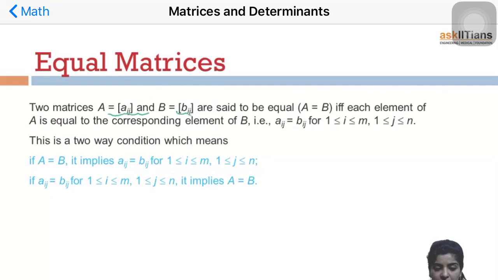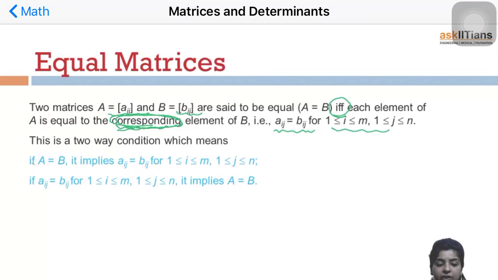matrices A equal to Aij and B equal to Bij are said to be equal if and only if, this is a two-way condition, each element of A is equal to the corresponding element of B. This is an important term, you cannot miss out this term, corresponding element of B, that is Aij is equal to Bij for every i and j, where i varies from 1 to m and j varies from 1 to n. So this is a two-way condition.